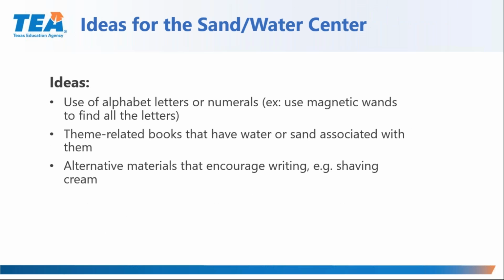So again, these are some basic ideas for the sand and water table. You could use alphabet letters or numbers, and then students could use magnetic wands to find all of the letters in the alphabet. You can still have books in the sand and water center or near them. I wouldn't suggest putting them in the table, but theme-related books that have water or sand associated with them would be great for this station. And then alternative materials that encourage writing. So you could put shaving cream in the table, anything that students could be invested in practicing their writing skills.